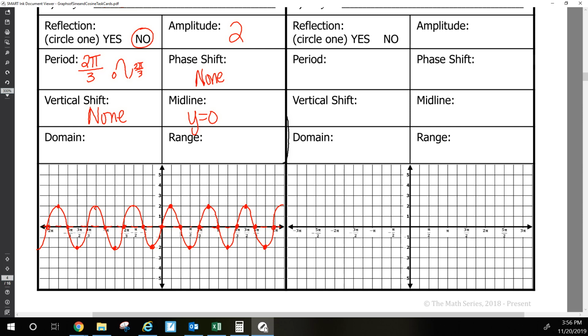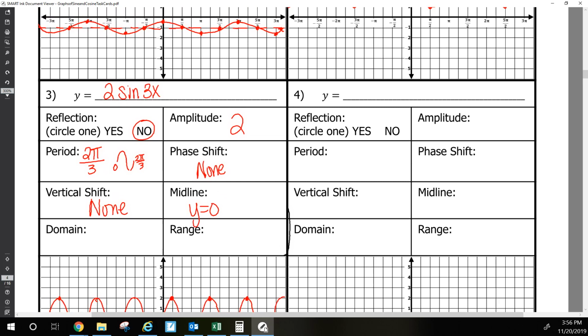All right, number 4. This one's got a couple things going on. Just like the last one, we've got an amplitude change, but this time we've got a phase shift change instead of a period change. All right, reflection, no negative sign out front, so no reflection. Our amplitude is going to be 3 halves. That means we go 3 halves above the midline, 3 halves below the midline. This time, do we have a period changer? Is there anything in front of x? No, so my period is going to be 2 pi.